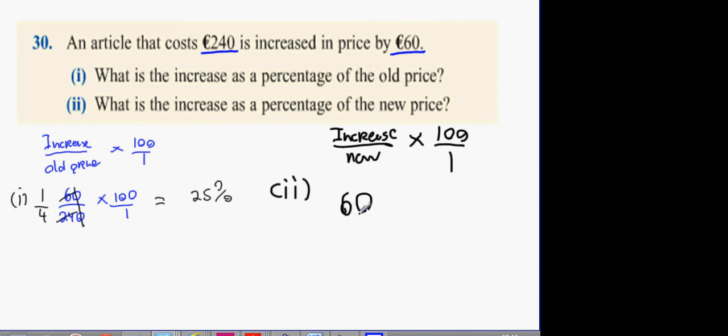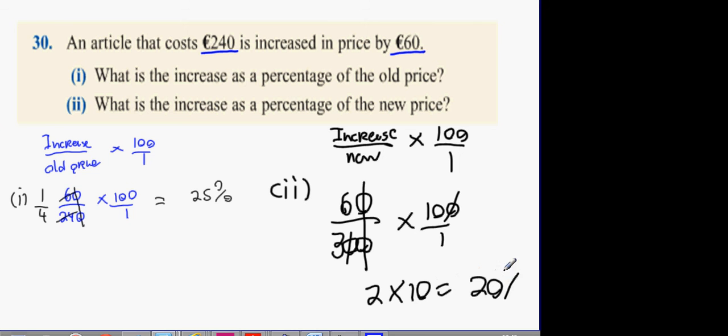Now, tell me what to do now. 60 over 300. 300 is the new price. Multiply by 100 over 1. Cross out the zeros, and then you can cross out the 0 in 30 of that one. And 6 over 3, or 6 divided by 3? 2. 2 multiplied by 10? 20. 20%. Okay guys, we got 20% there.